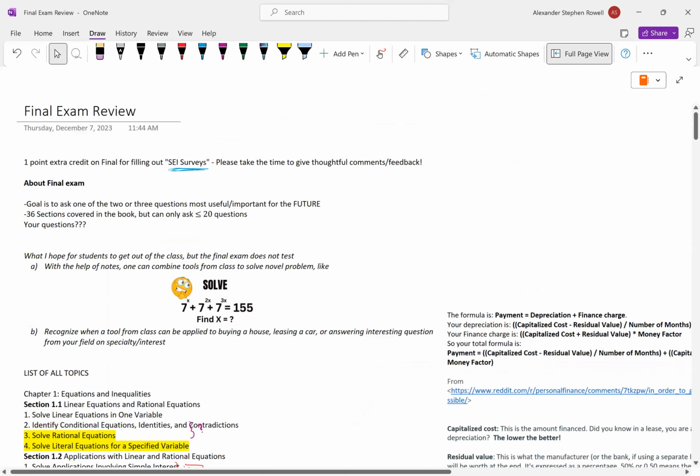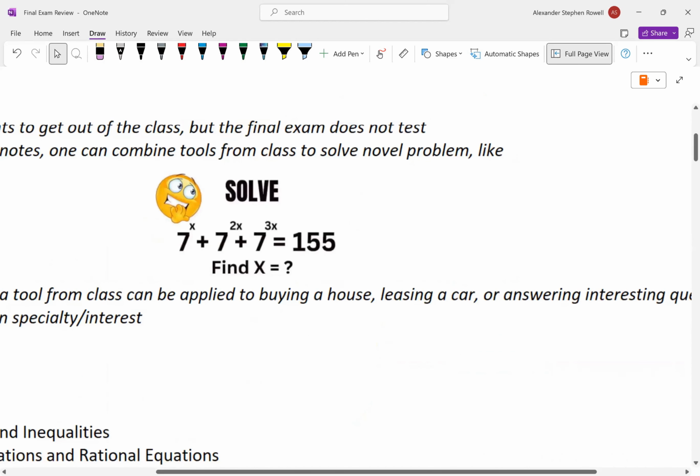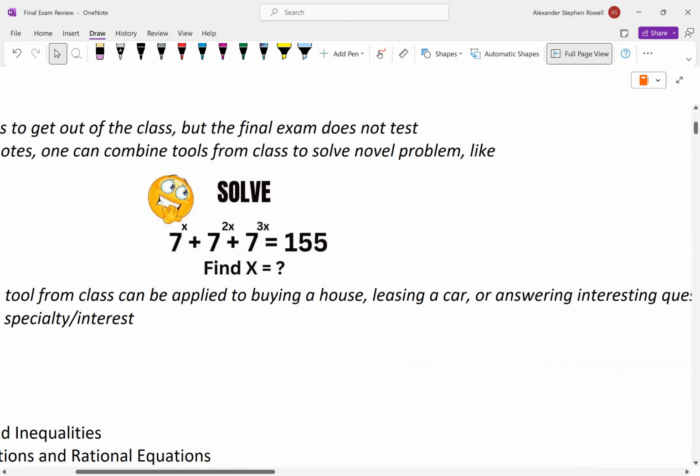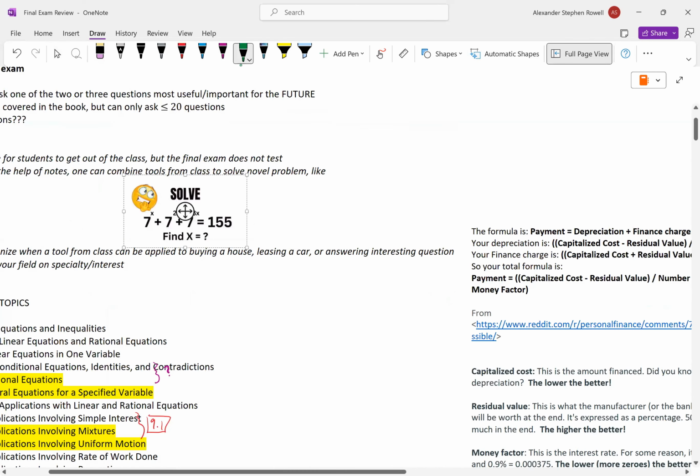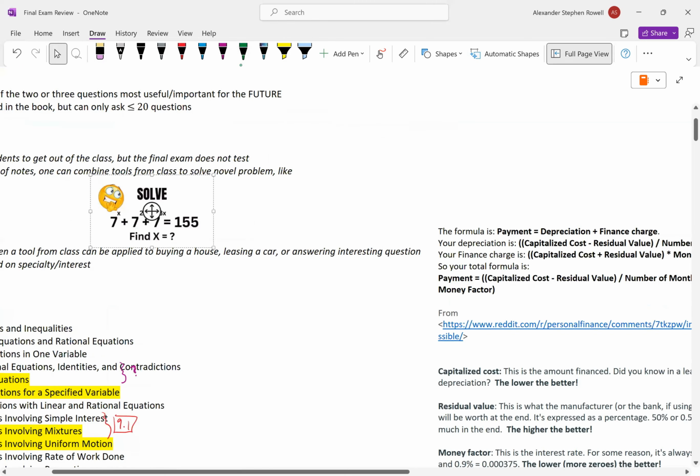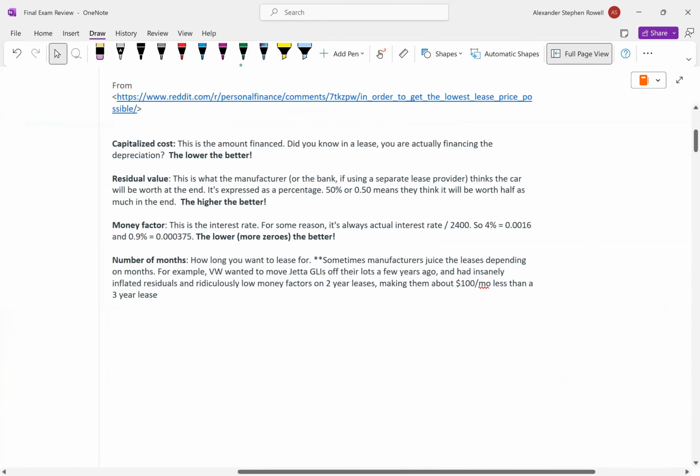This came across my feed. I was like, whoa, this is like a monster algebra problem. You want to try and solve it? It combines 3 or 4 skills from this class in one problem. Try it. Unless there's another problem you guys want to try.